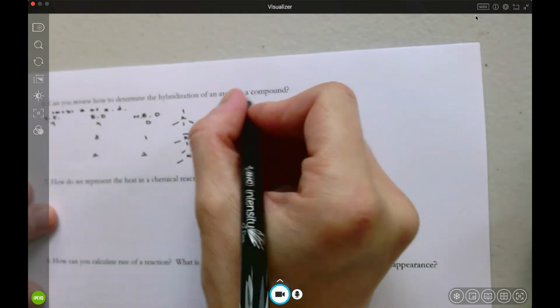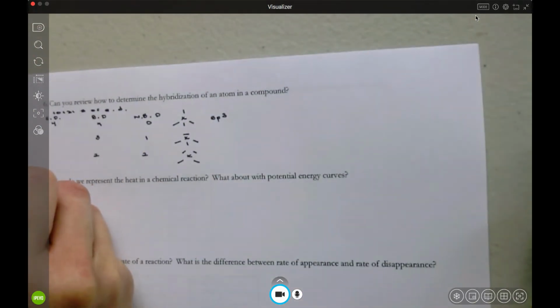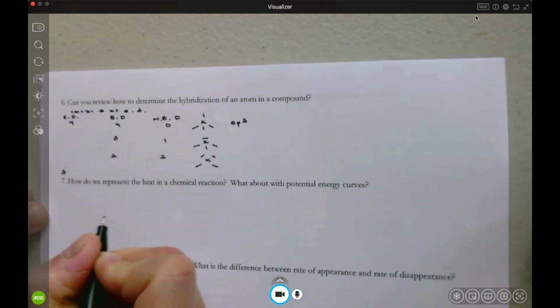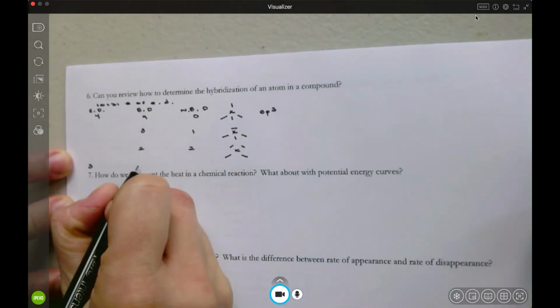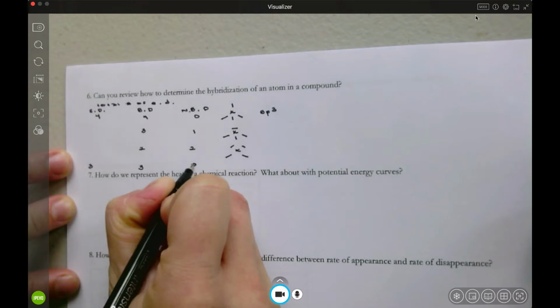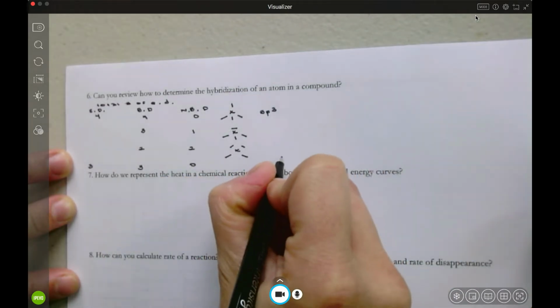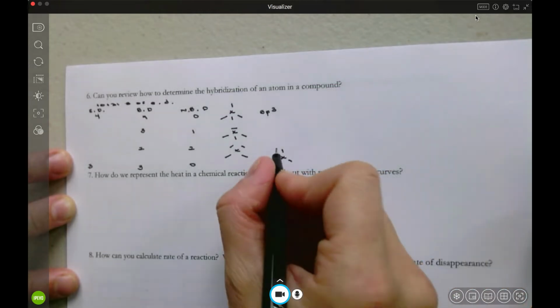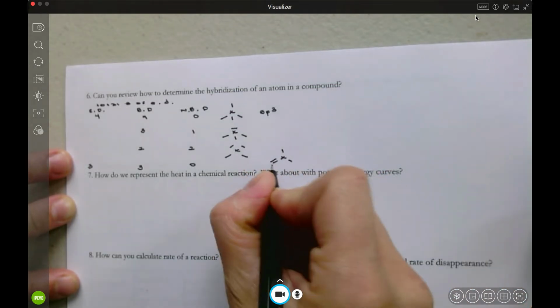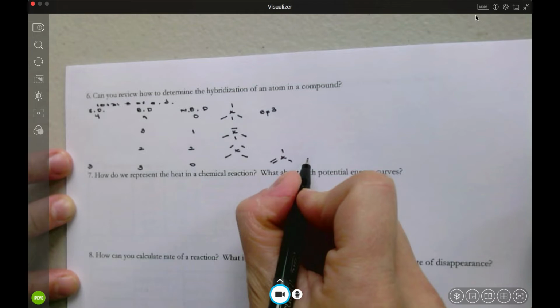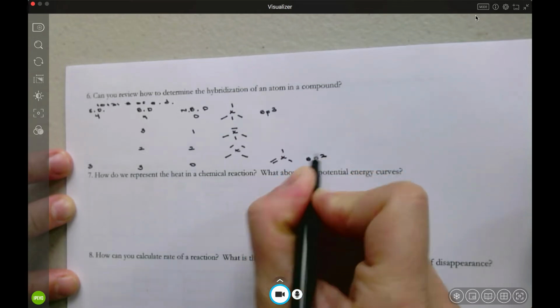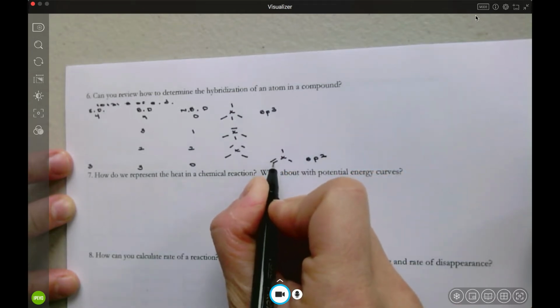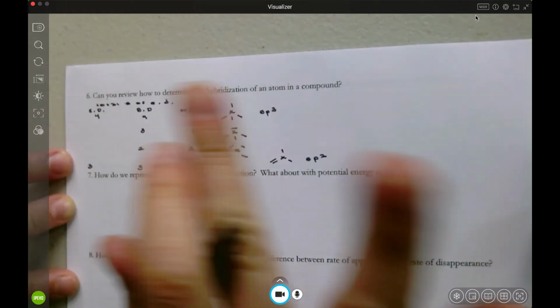If it has a total of 3 electron domains, let's say it's 3 bonding, 0 non-bonding, it would look like that. So that would be trigonal planar. And actually it would have a double bond. Then it would be sp2. Remember, a double bond is just one bonding domain, sp2.